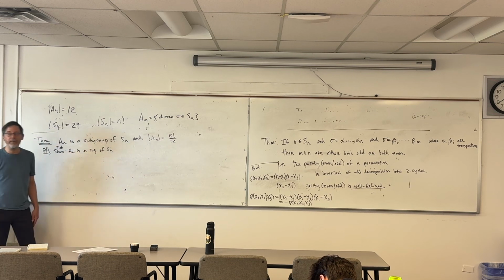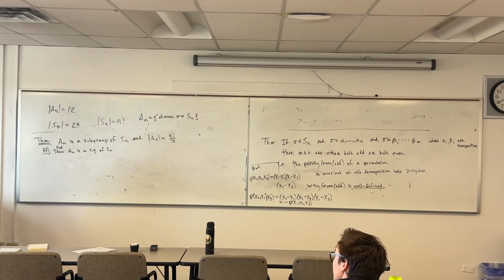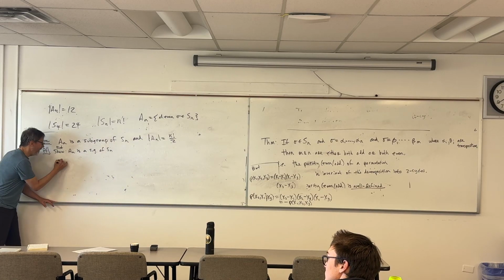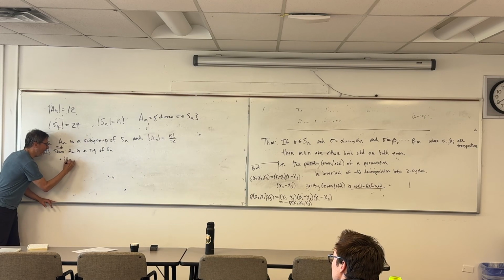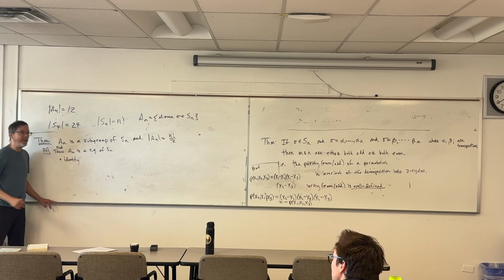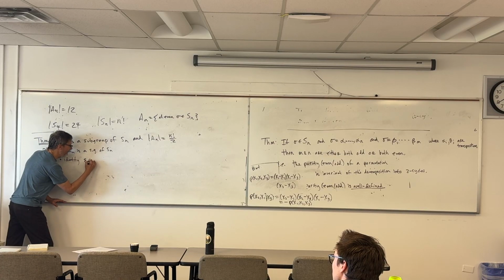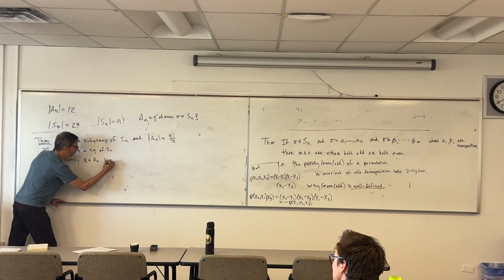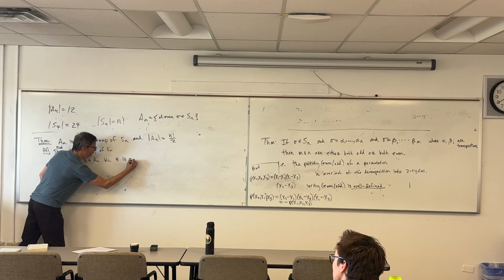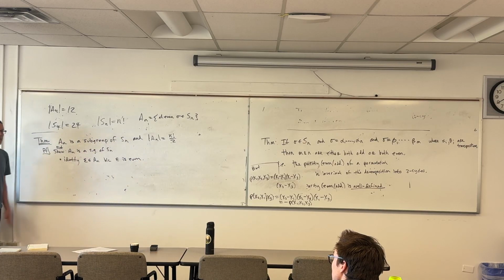What do I need to show? Identity. Are we good on that? Is that in there? Yeah, right? That's the lowest even thing we can think of. Epsilon is an element of A sub n because epsilon is even. Cool, what else do I have to show? Inverses and closure, and I'm good.